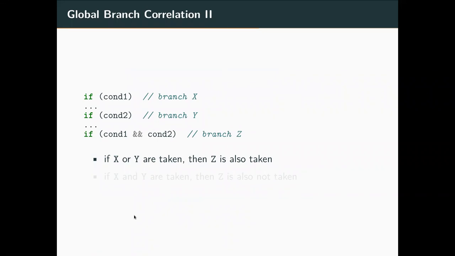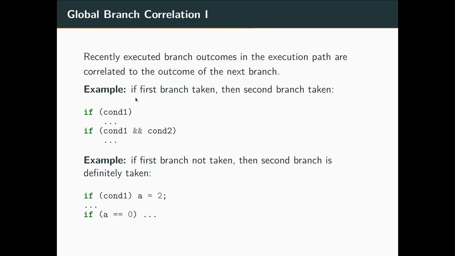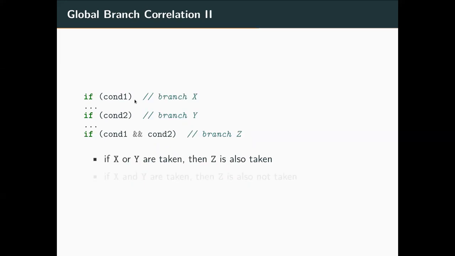Here's another one. Say we have branch X and branch Y with condition 1 and condition 2. If both of these are taken, meaning that they are false, because taken means that it's false. So if this one's false, then obviously this one will be false as well. Conversely, if this one is not taken, this one will also be not taken. So this is actually both directions. Here, if we have taken for both X and Y, it means that both condition 1 and condition 2 are false. So obviously this branch Z will also be taken.